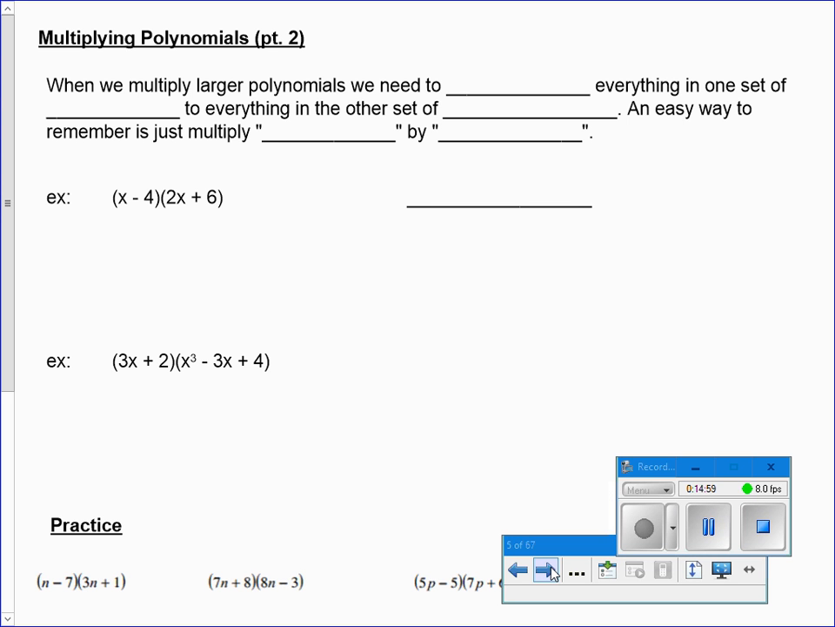So last thing is we're multiplying a polynomial with more than one term by another polynomial with more than one term. So what we need to do now is still make sure we distribute. Now we have to make sure we distribute everything in one set of parentheses to everything in the other set of parentheses. So easy way to remember this, just make sure you multiply everything by everything.